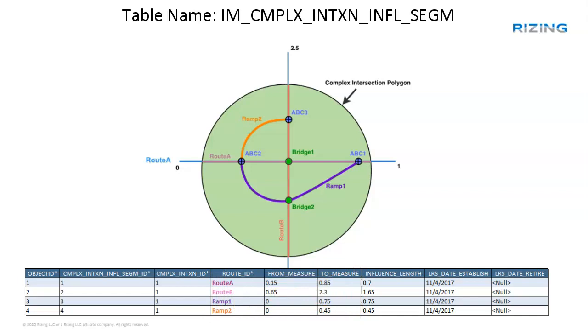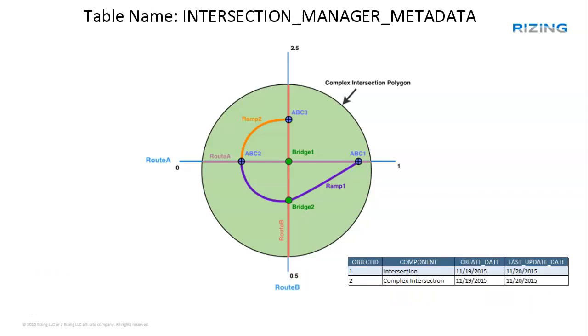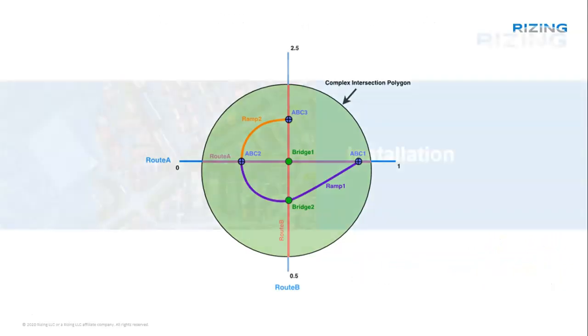This table can also be used for further analysis, such as with crash analysis, to determine all crashes that occurred within the interchange's influence area, or for summarizing roadway characteristic data against the interchange segments. When either of the tools is executed, the Intersection Manager metadata table is updated, keeping track of the creation and update dates of all intersection and complex intersection data.